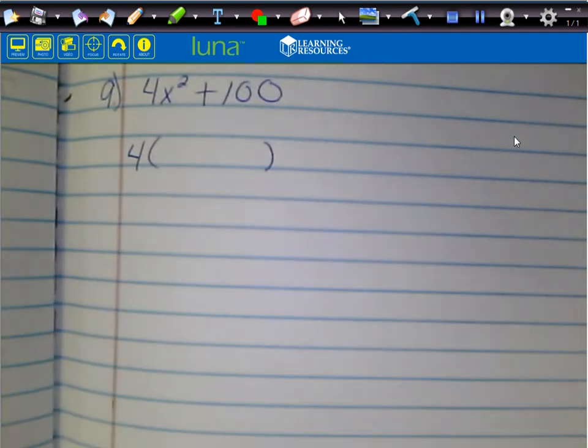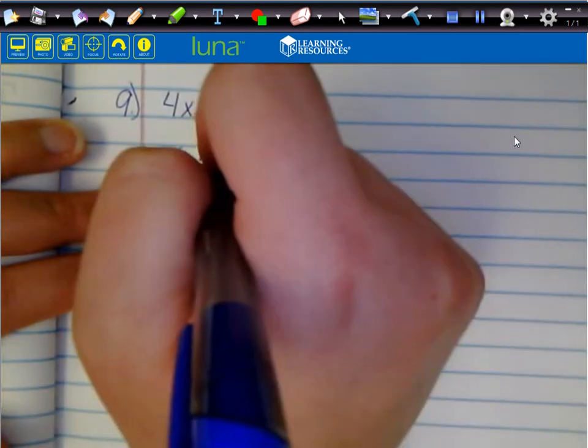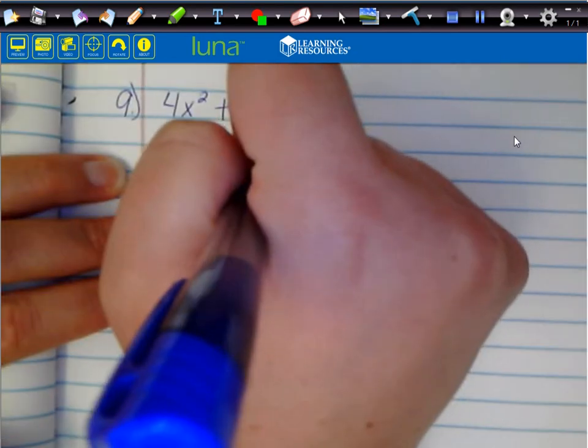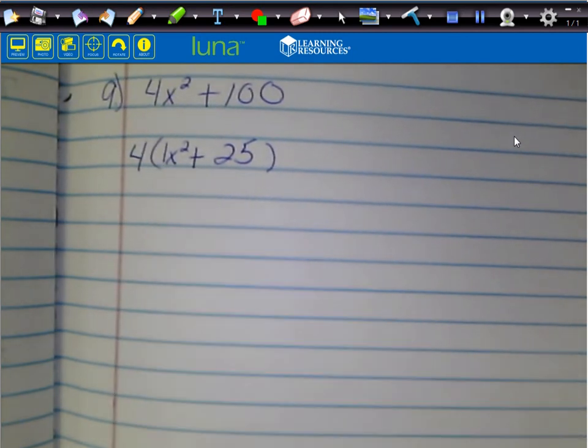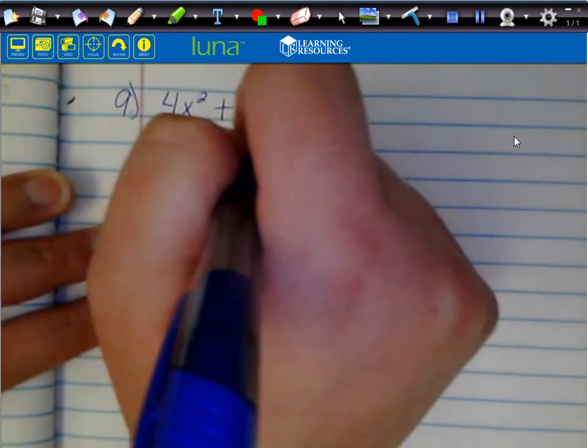I can't take out any x's because the 100 doesn't have one. So I'm going to say 4 divided by 4 is 1. And then bring down my x squared. Plus 100 divided by 4 is 25. So after I take out my 4, then I'll look on the inside and say, okay, can I do difference of perfect squares? x squared is a perfect square, 25 is a perfect square. However, I don't have that minus sign in the middle. Okay? So I actually have to just stop right here, and this is my final answer.